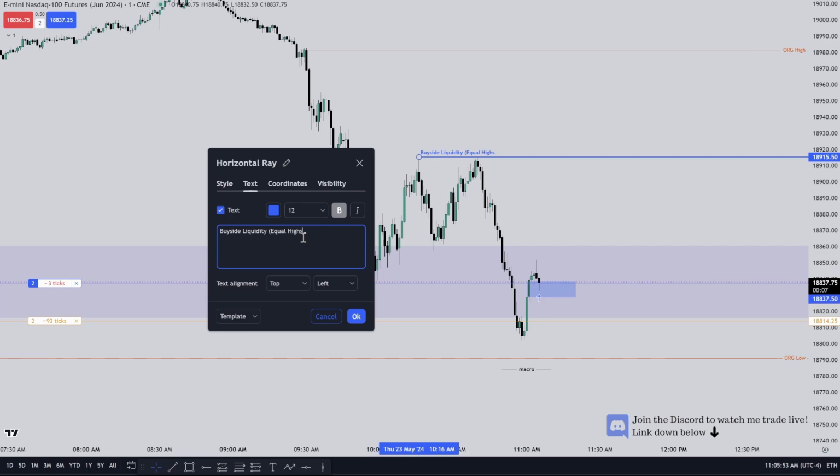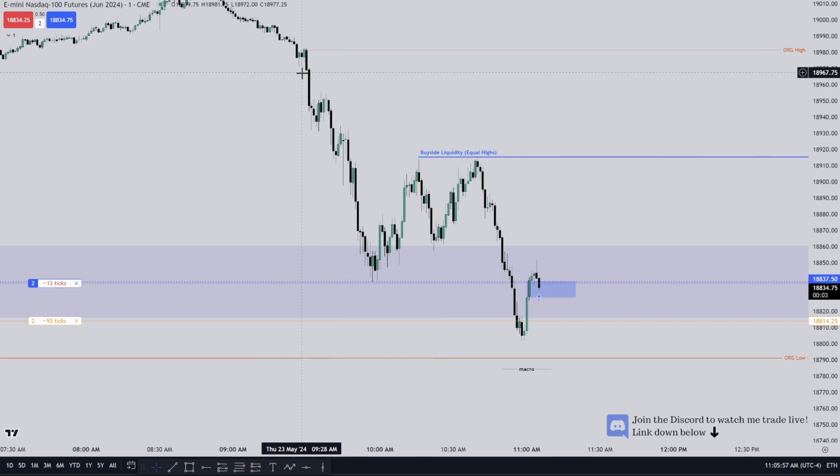This is similar to the trade I took yesterday, where we had equal highs and a premium fair value gap as well up here.